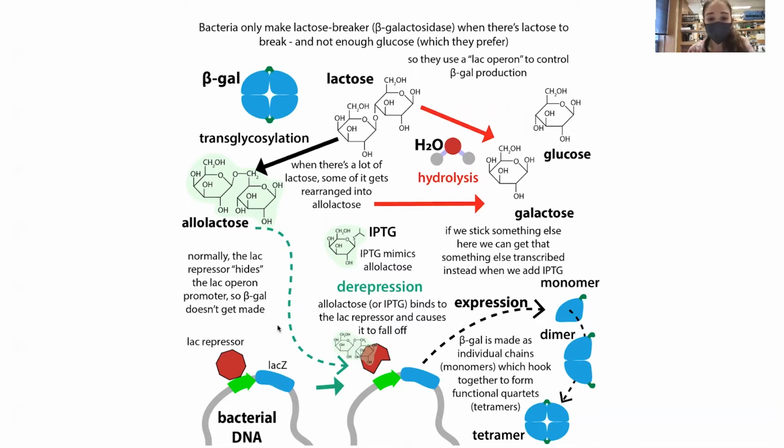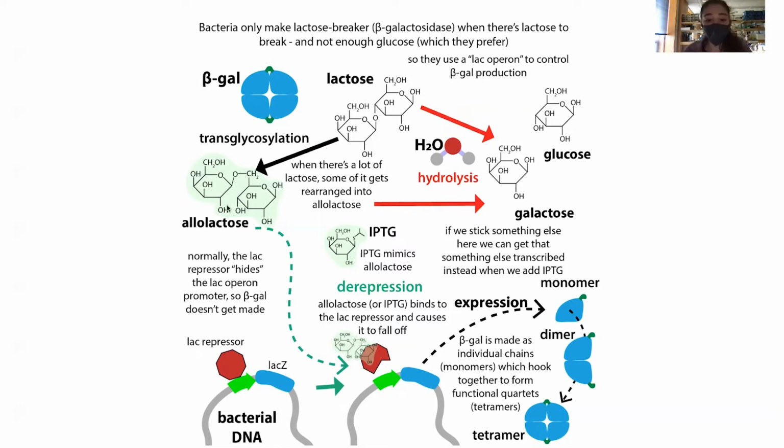But when you have a lot of lactose around, this lac repressor is going to fall off. And why is it going to do this? Well, it turns out that beta-galactosidase can also moonlight. In addition to breaking down lactose, if there's a lot of lactose around, some of it can get rearranged by transglycosylation to form allolactose. So basically it just changed the linkage a little.